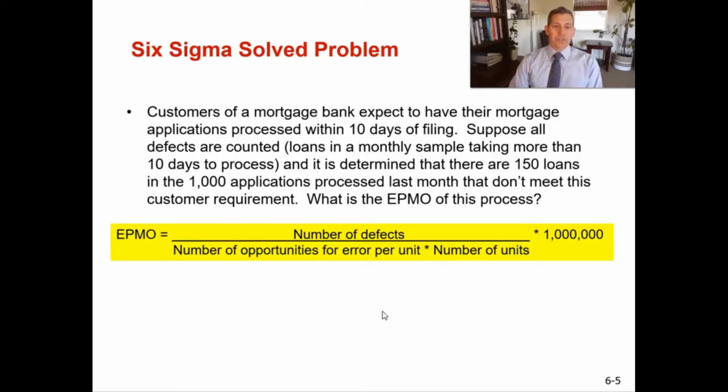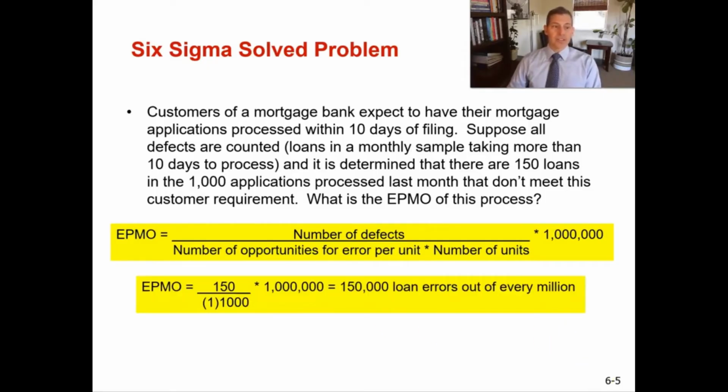So first of all, your number of defects. This bank wants to have loans processed within 10 days. If it takes them 11 days, or 12 days, or 25 days, whatever that number may be, if it takes them more than 10 days, they consider that a defect. Because there's only 1 loan per unit of measure, essentially 1 loan per applicant, that means that the number of opportunities for error per unit is 1. Your number of units is however many loan applications they see every month. So in this case, it's 1,000 applications per month.